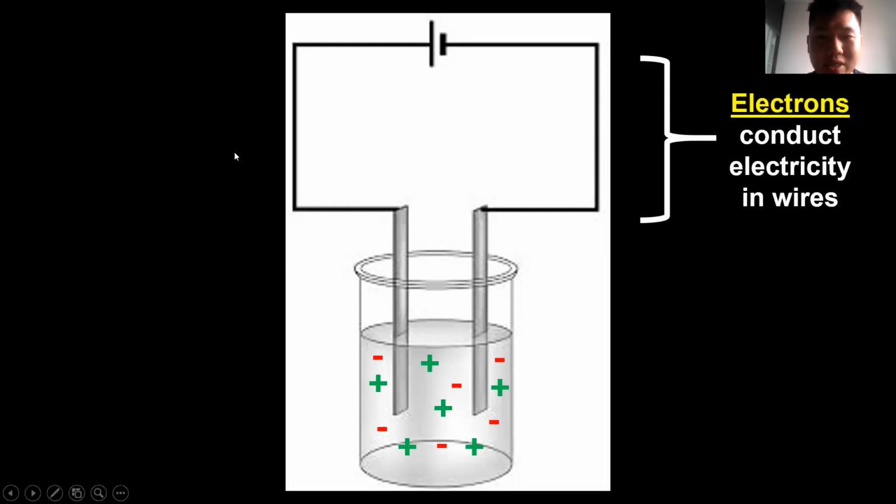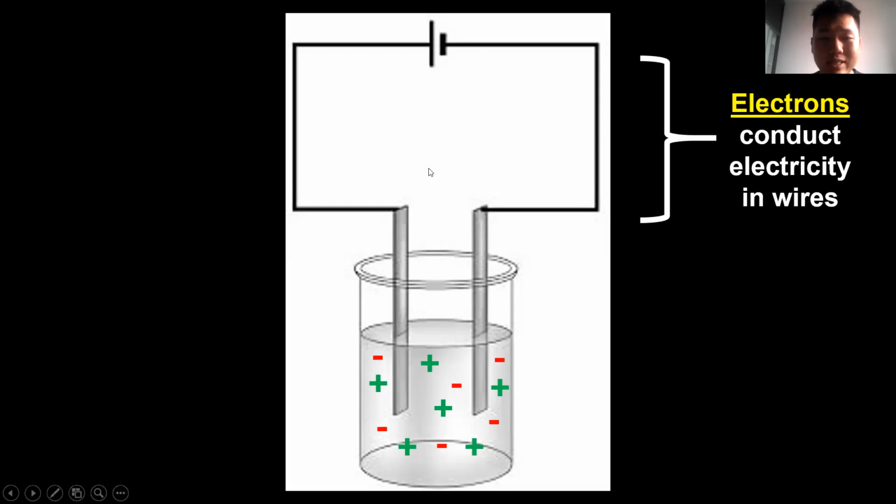Okay, in this electrolysis setup, we know that this battery is needed for the whole electrolysis to take place, because we need electricity to break down the compounds. So there's electricity going through, right? So what is actually conducting the electricity?